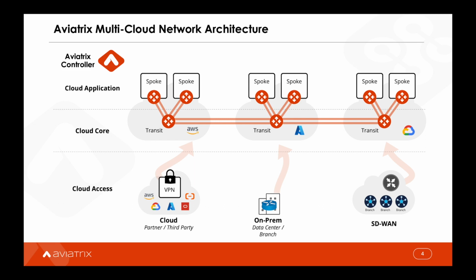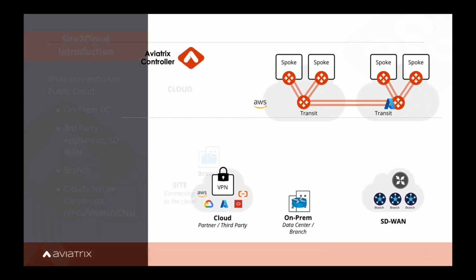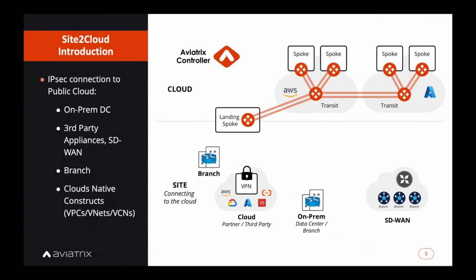So what's the solution? The solution is Aviatrix Site to Cloud for hybrid connectivity. Site to Cloud will build a connection from the cloud to on-prem. It could be a data center, branch, partner, SD-WAN, or even cloud-native constructs in a different administrative domain. You can also use it to connect to smart IoT devices or satellite or 5G modems.